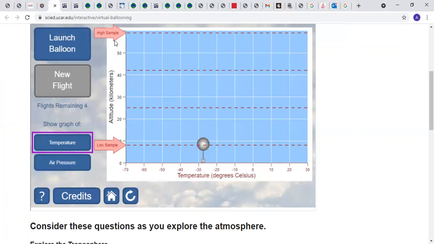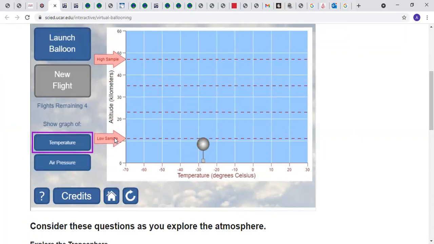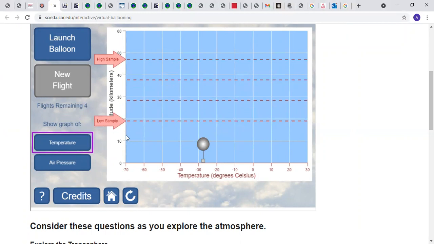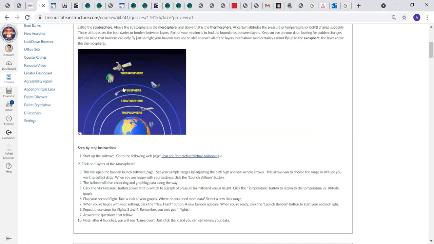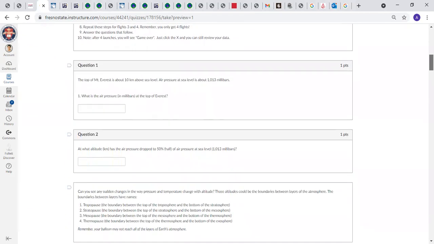You're going to play around with what range you take your samples from. So you set your range, you launch the balloon, and you'll get 4 data points. You're going to do that 4 times, and it's going to give you 16 data points. You're going to look at them and try to find a pattern or a trend that will help you define the different layers of the atmosphere. So that's more or less that part.